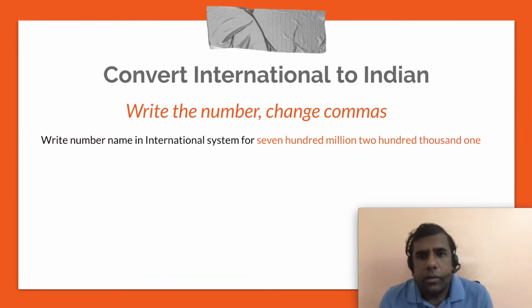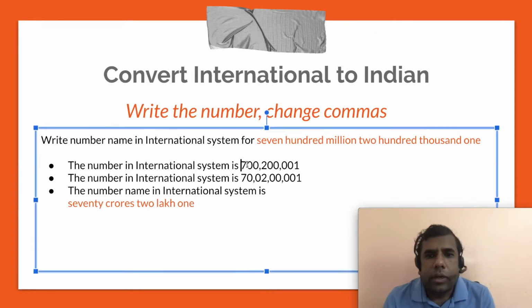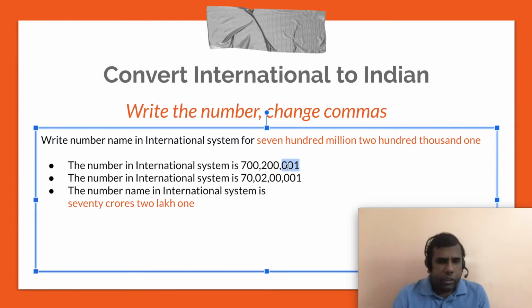Let's look at the next one, converting international to Indian number. We just write the number and change commas the same way, right? Here the number given is 700,200,001. Let's write the number: 700,200,001. So it was 700 in the millions period, 200 in the thousands period, and 001 in the ones period, because hundreds as well as tens place is empty. It's not given, right? So 700,200,001.